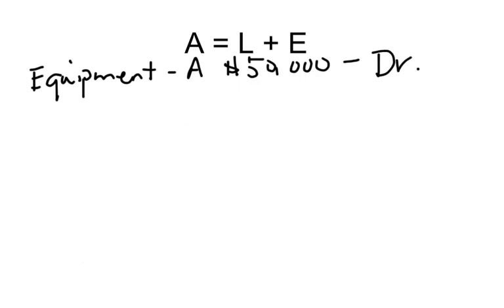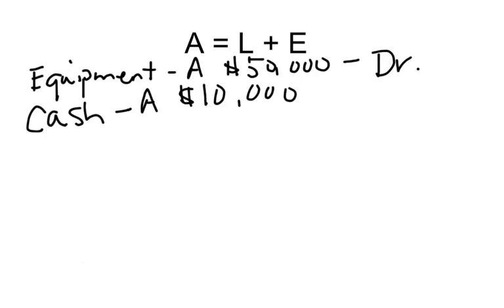Okay. Now, I said we paid cash, so cash is probably involved. Cash is what kind of an account? It is an asset. Okay. How much cash did we pay, though? Did we pay all $50,000? No, we only paid $10,000 in cash. And was cash going up or going down? We paid it, so it's decreasing. And to decrease an asset, we would credit it.